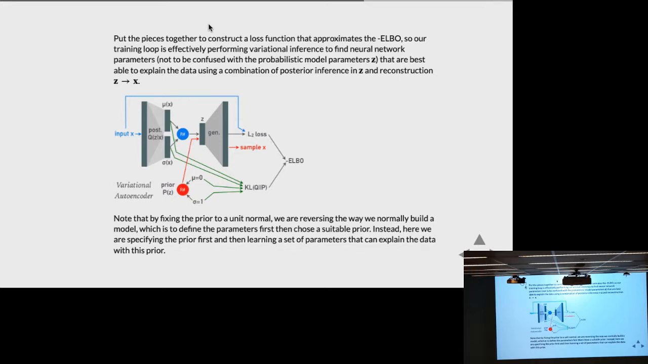So as I said before, by fixing the prior to a unit normal, we're really turning things around. Normally we build a model by defining the parameters, which is basically defining what we mean by z, and then choosing a suitable prior based on our understanding of the problem. Here, we're specifying the prior, and then we're learning a mapping from input to latent variables that will explain the data with that prior that we've fixed. Okay, so you're allowed to do that, but it's not the way we normally think of things.